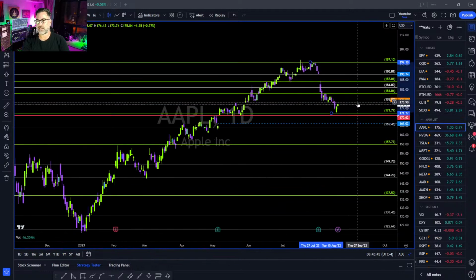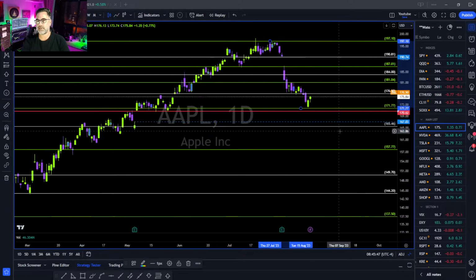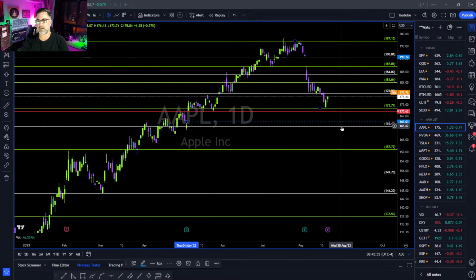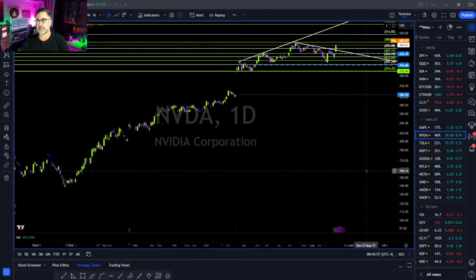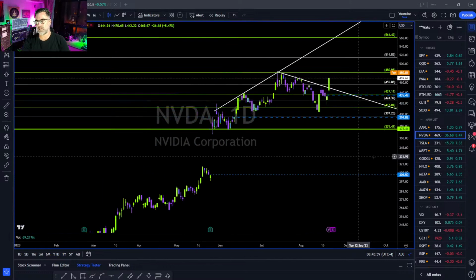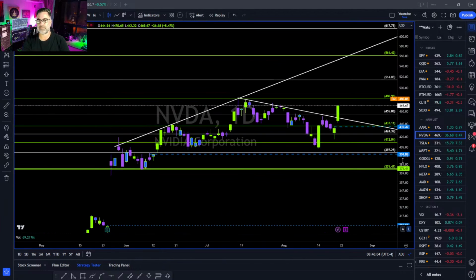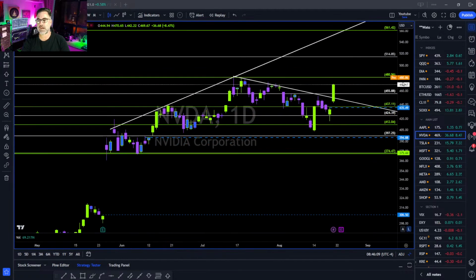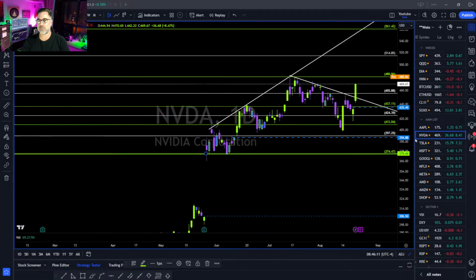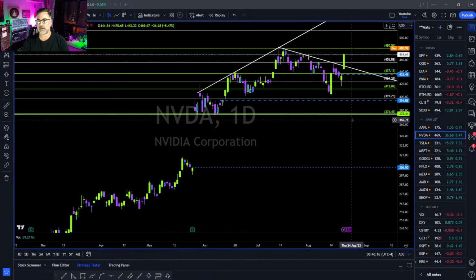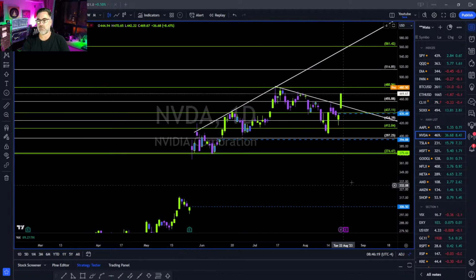Apple, let's see continuation above the 171. Below the 171, below the red line, we are heading towards this gap over here. Nvidia, if you watched yesterday's recap video, we said good reaction, we are heading towards 560. Bad reaction, 374, 375 to the downside, and maybe continuation downside towards this gap over here.